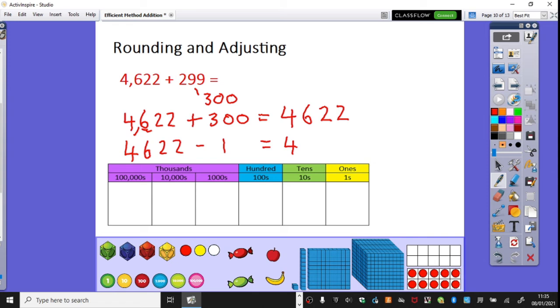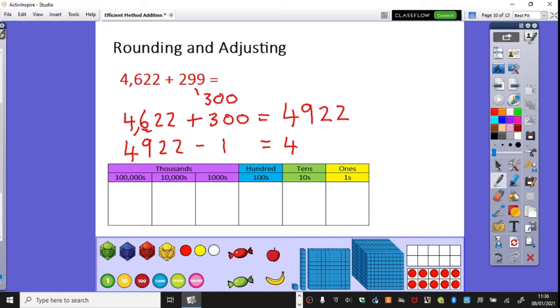Oh, can you see my mistake there? 4,622 add 300 should have been there. Apologies, Year 5. It should have been there. Let's try that again. 4,900. See, even teachers make mistakes.